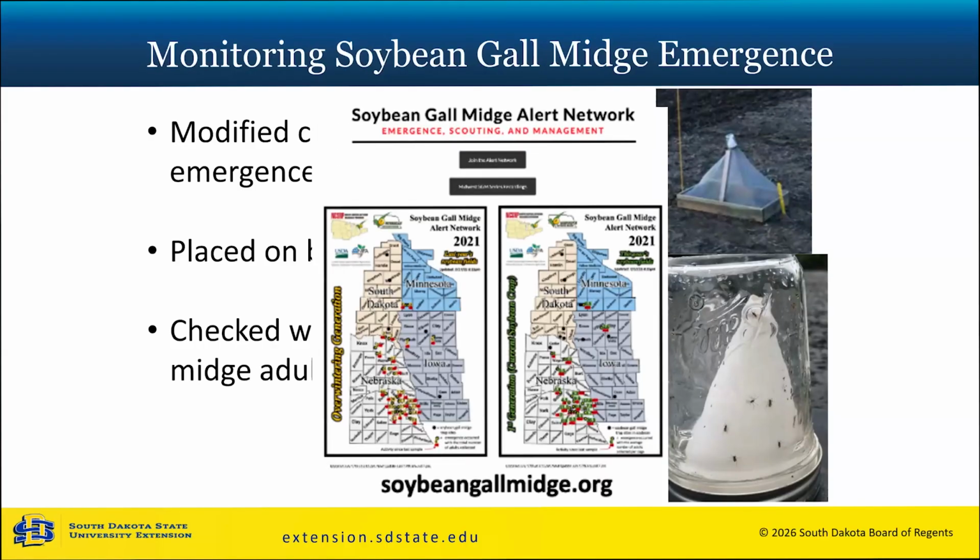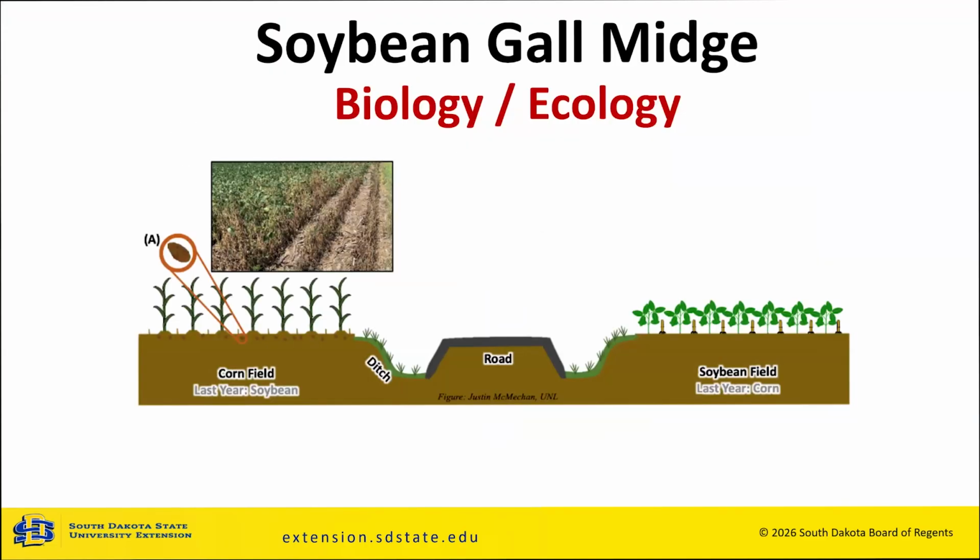So with these emergence cages, it's kind of a blurry picture, but the takeaway is soybeangallmidge.org at the bottom of that picture there. They update the information, and this is from 2021, but it still goes now, to allow anyone to know when gall midge is emerging and where. So, as I mentioned, with insect or just pest management in general, knowing its biology is very important to make proper informed management decisions. So I've kind of touched on this already.